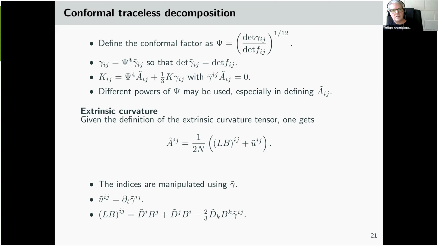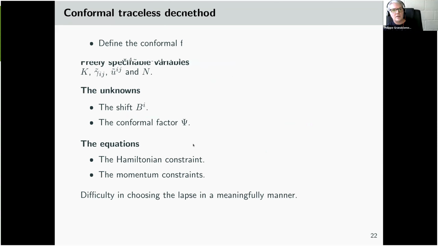So A tilde has no trace, and the conformal factor is removed. The powers of the conformal factor are not uniquely defined, and you can use other incarnations depending on your favorite choice. Okay, so using the definition of the extrinsic curvature tensor, you can show that this A tilde relates to the shift, the lapse, and the time derivative of this gamma tilde here. I'm not going into too much detail. So essentially, you extract the conformal factor and a trace.